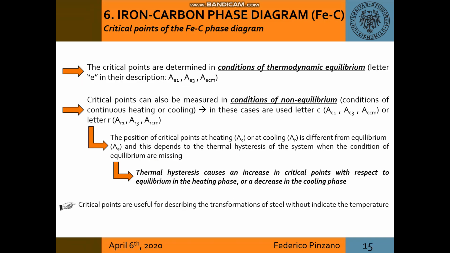If critical points are determined in conditions of thermodynamic equilibrium, they are indicated with letter E. But they can also be determined in conditions of non-equilibrium, and in this case they are indicated with the letter C or R, respectively for heating or cooling conditions. This is due to the thermal hysteresis that can cause an increase in critical points with respect to equilibrium in the heating phase or a decrease in the cooling phase.